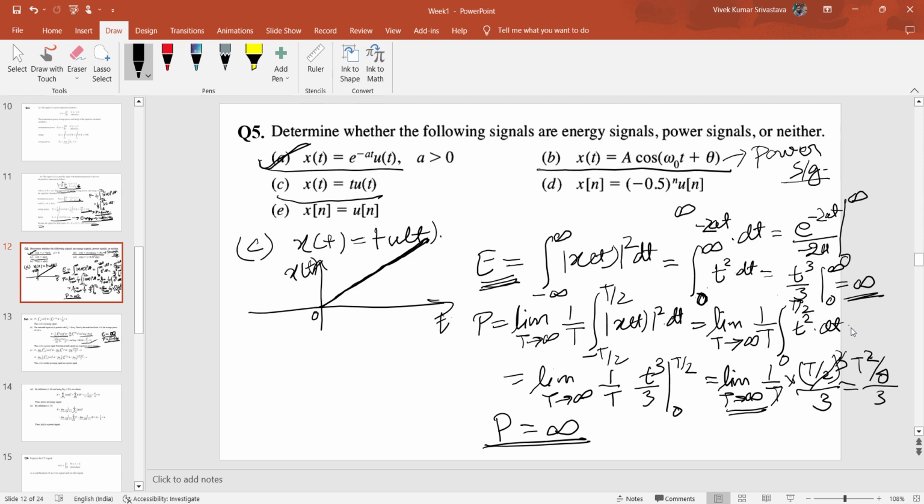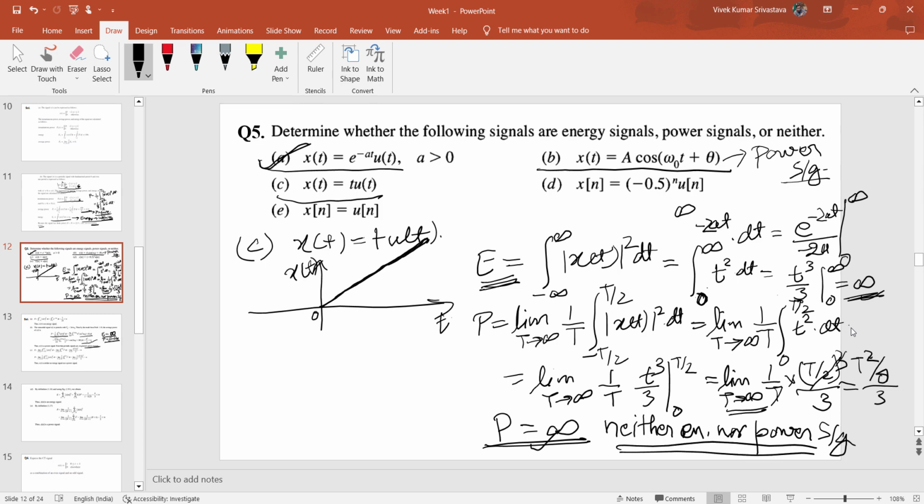Okay, so such kind of signal for which energy is infinite and power is infinite as well is known as neither energy nor power signal. Okay, so such kind of signal is known as neither energy nor power signal.